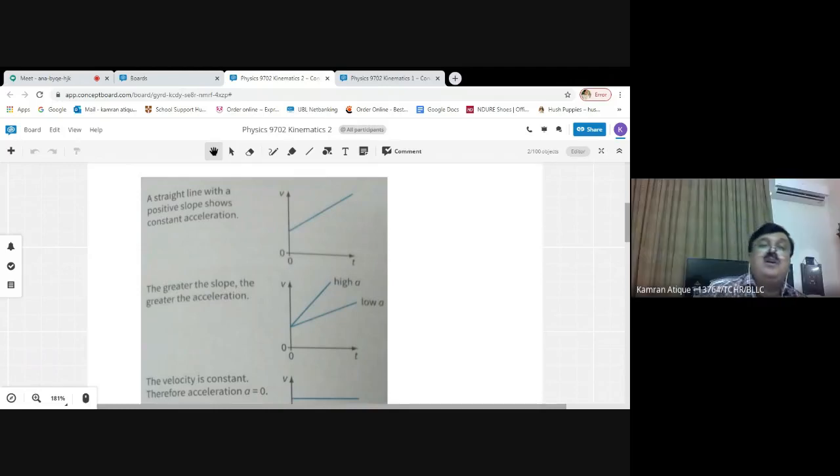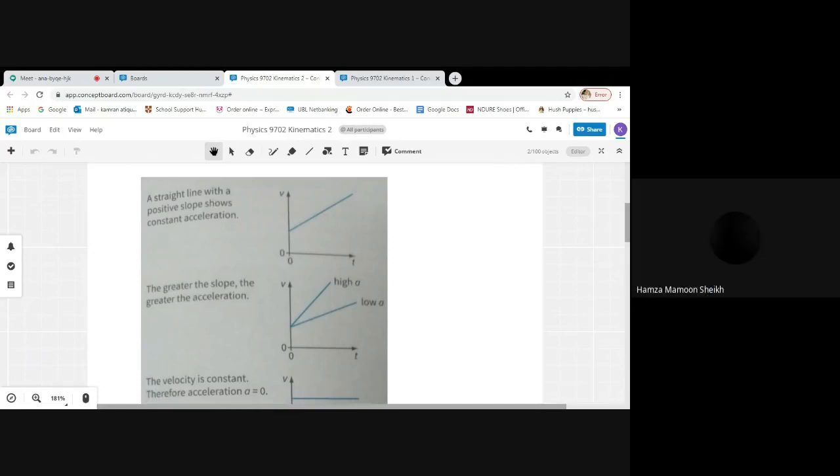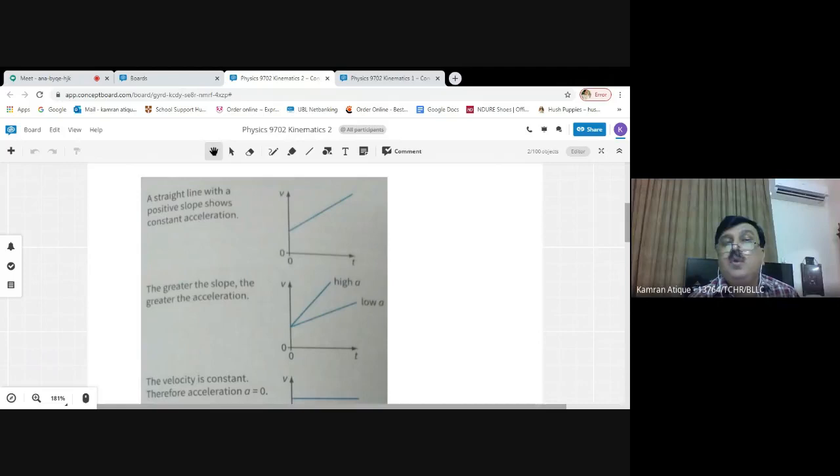Sir, will this be a speed time graph? But at the present moment, we are going to deal with the speed time graph, Hamza. Okay, sir, this is not a velocity time graph. No, this is not a velocity. Take it as speed time graph.